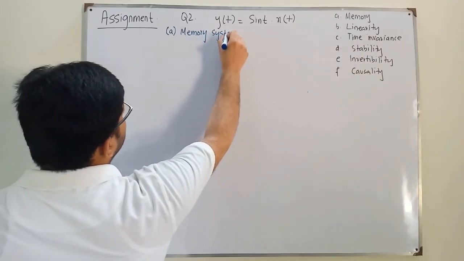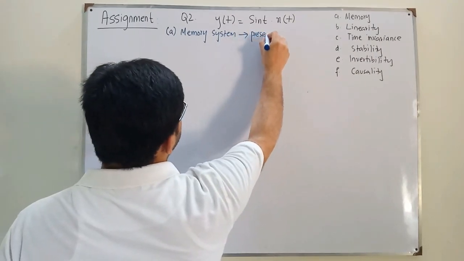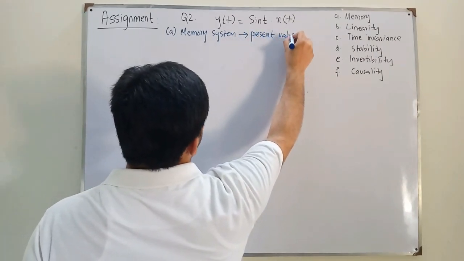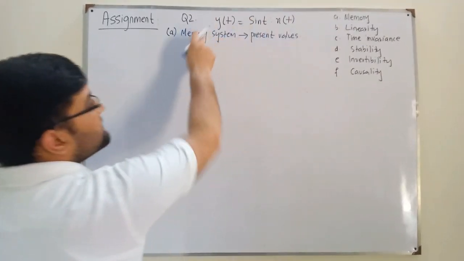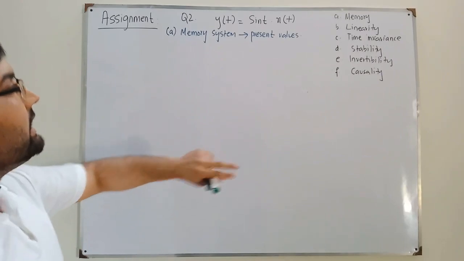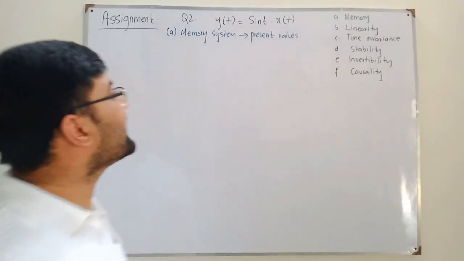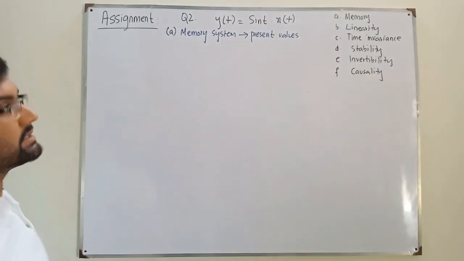So part A is that this is a memoryless system. Why? Because it only depends on present values. You give it a present value of t and it will just give you y of t at that particular value. It does not have a future value involved, it does not have a past value involved. So it has no memory.